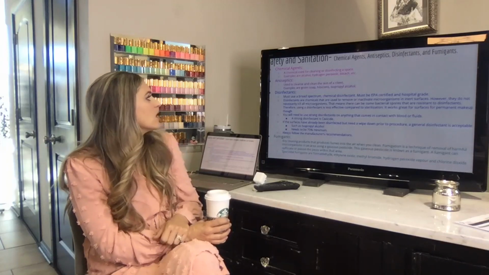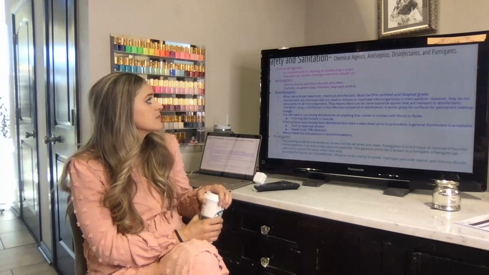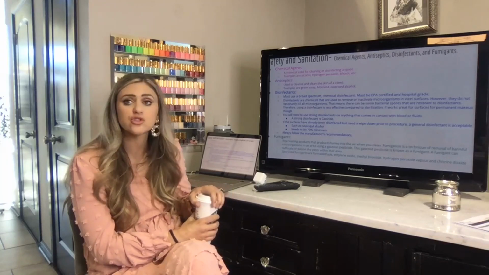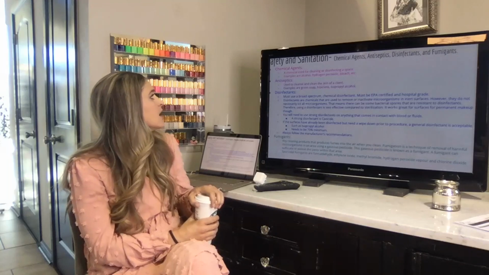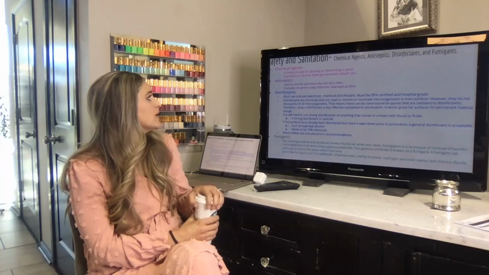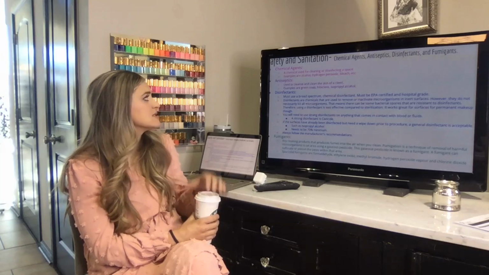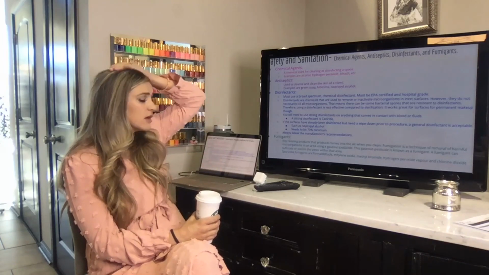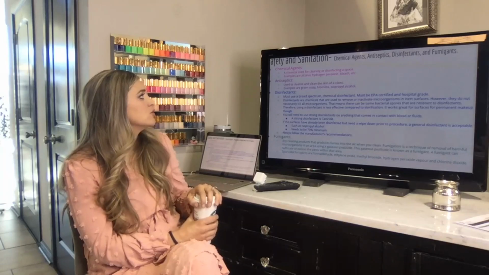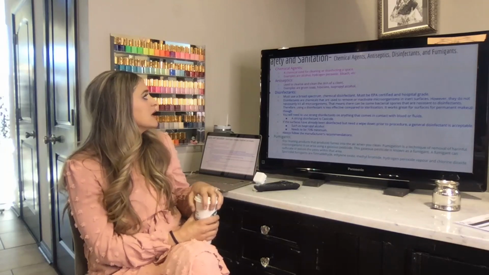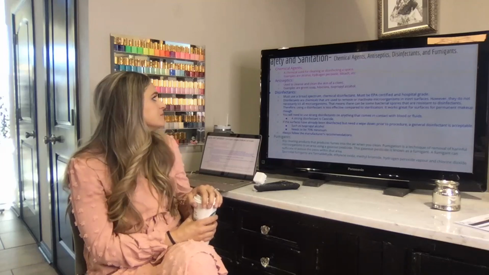So these are the 4 different types of agents that can be used to clean and sanitize your space. The first one is a chemical agent. So a chemical agent is any sort of cleaning tool that you are using to sanitize your space. It can be alcohol, hydrogen peroxide, bleach, etc.